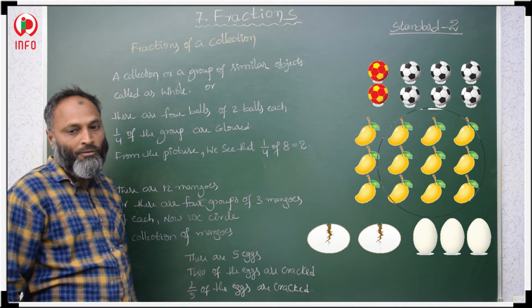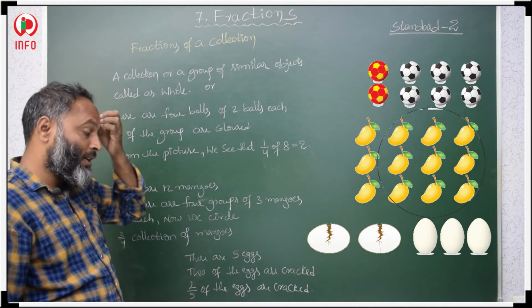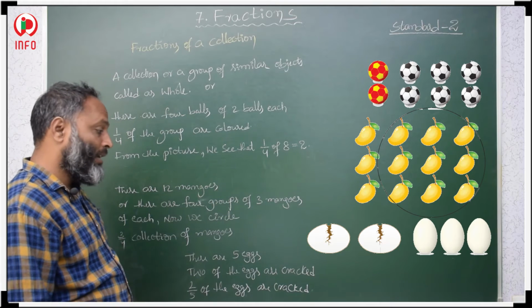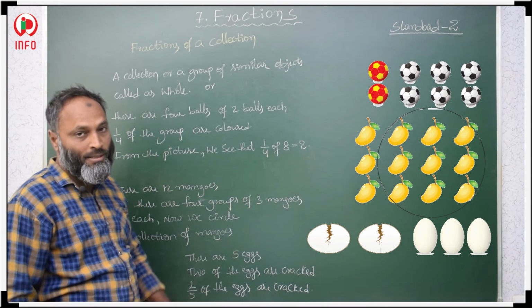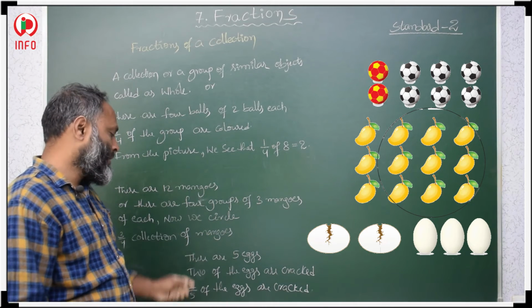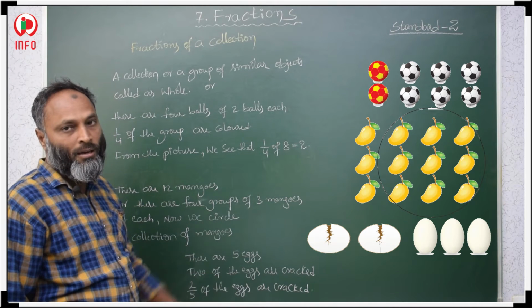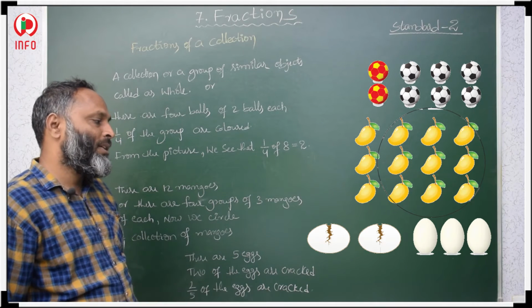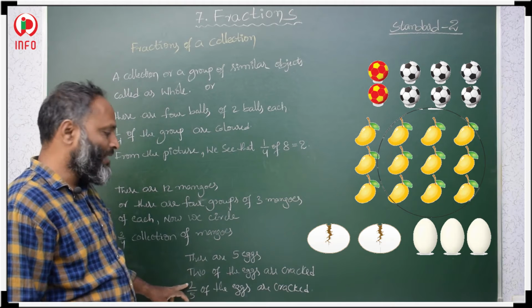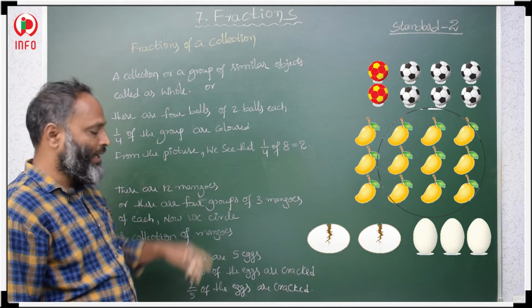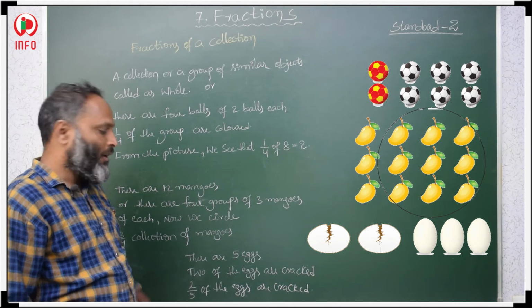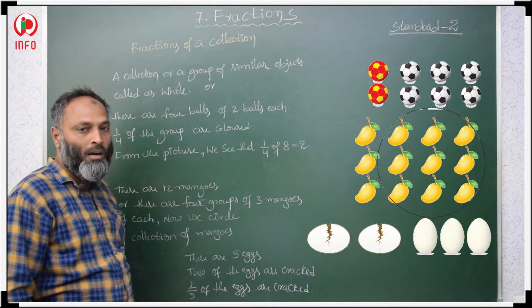Here there are 5 eggs. How many eggs are there? 5 eggs in the next picture. Here the similar objects are eggs. In that 5 eggs, 2 of the eggs are cracked. Then how to represent it in a fraction? Circle those 2 eggs, 2 by 5. Out of 5 eggs, 2 eggs are cracked.